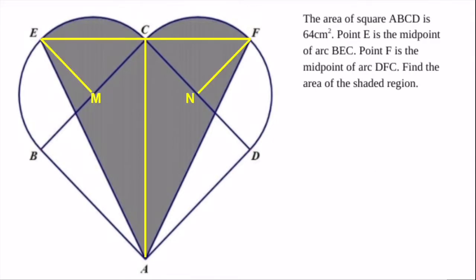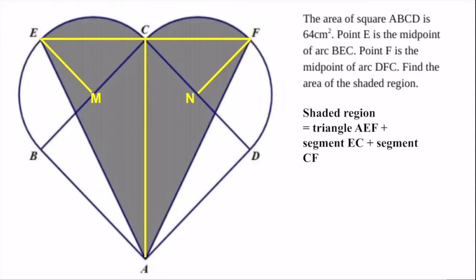We can actually separate the shaded region into three different areas. First, we have triangle AEF. We also have segment EC and segment CF. If you notice that segment EC is the same as segment CF, the shaded region can be represented by triangle AEF plus 2 times the segment EC.